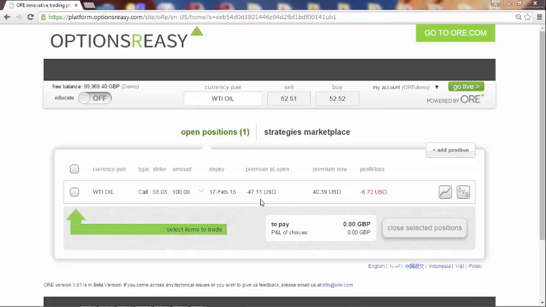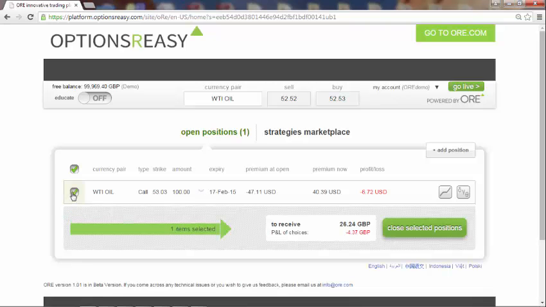The difference between the amount I paid and the amount I can sell it back for is my profit or loss. And because this is a call option, as the market rises, this premium now will also rise, hence my profit will rise. I can close this trade at any time. I do not have to wait until expiry. To do this, I simply click this box on the left-hand side and click Close Selected Positions.